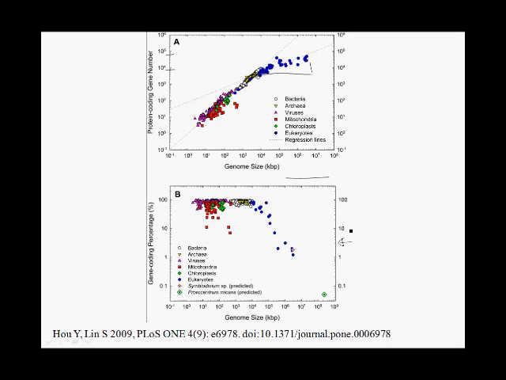Figure B shows this in a little different way. It's the percentage of the genome, the percentage of the DNA in the genome, that actually is used to encode proteins. And what we see is that as the genome size increases, the percentage of the genome that's used to make proteins actually declines. So in the largest genome shown here, only about 1% of the genome actually encodes protein coding genes. Humans are somewhere around here.